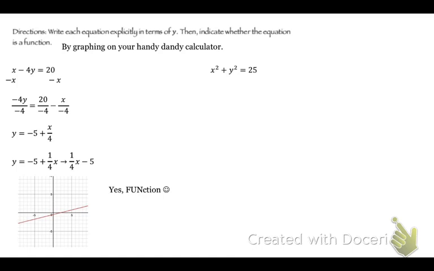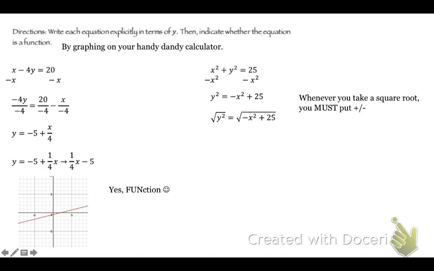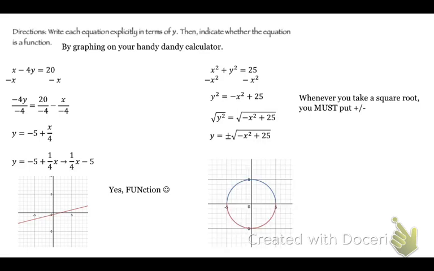Look at this one. So we have x squared plus y squared equals 25. Subtract that x squared. So y squared equals negative x squared plus 25. Square root both sides. You get y equals plus or minus the square root of negative x squared plus 25. You always have to put that plus or minus. Then when you graph this, you have to put positive square root of negative x squared plus 25 and negative square root of negative x squared plus 25. This does not pass the vertical line test, so this is not a function. Okay, that's actually an equation for a circle with a radius of 5.